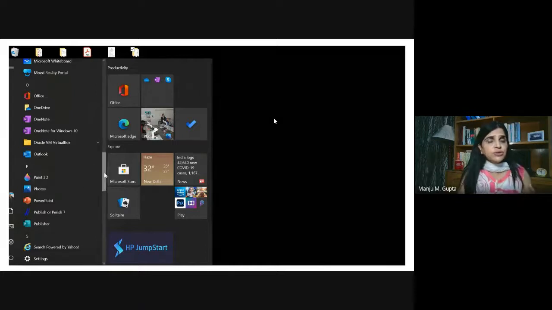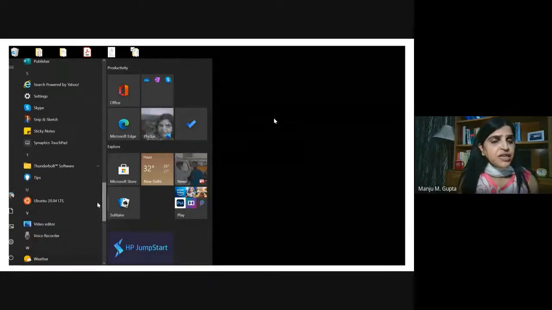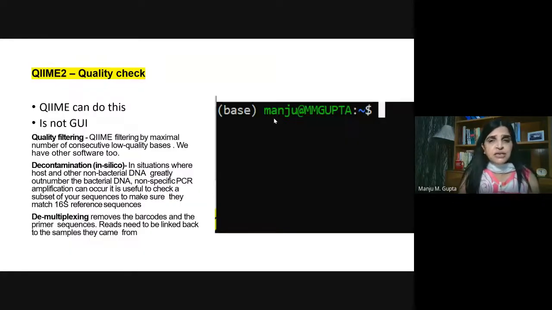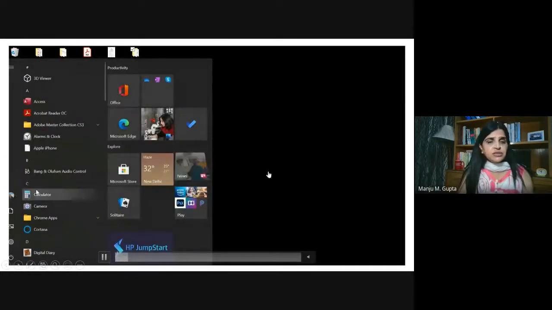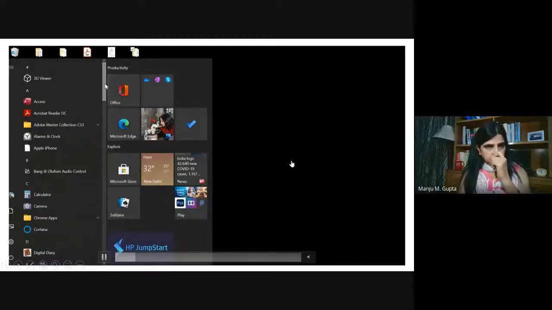Ubuntu is Windows friendly, like a DOS prompt, right? So it has fixed commands. If you go for this, it has fixed commands.